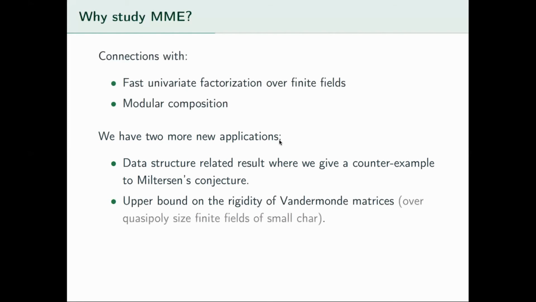And we also give an upper bound on the rigidity of Vandermonde matrices under some mild field conditions, such as the field size should be quasi-poly bounded, and it must have small characteristic. Okay, so I won't have much time to talk about these things, even to define what matrix rigidity is, or what this data structure problem or Miltersen's conjecture is. So interested readers, again, are requested to look at the paper.